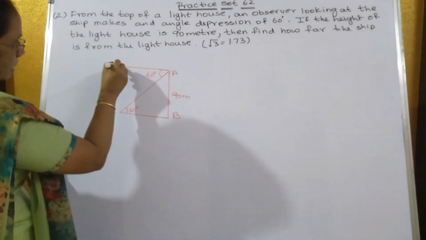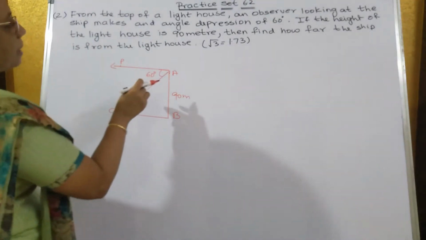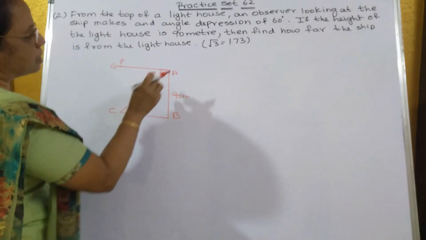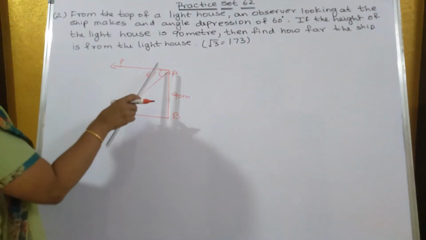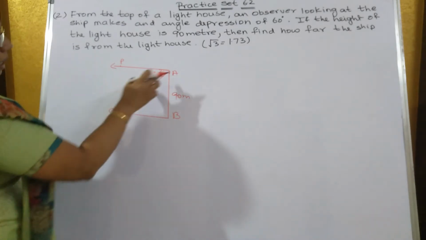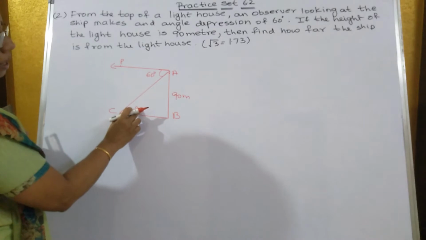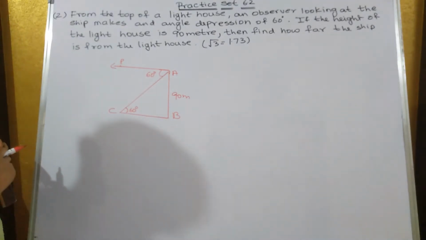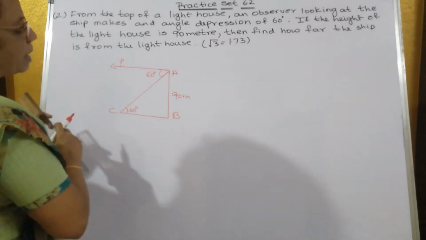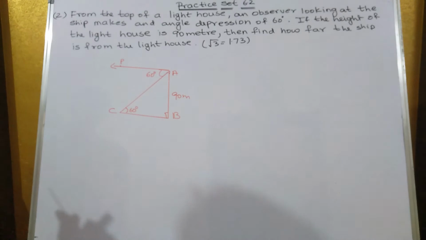AP, let us take this as P. AP is parallel to BC, and angle PAC is equal to angle ACB, that is equal to 60 degree. तो ये होता है एंगल ऑफ डिप्रेशन, लेकिन AP और BC पैरेलल रहता है, तो ये एंगल और ये एंगल इक्वल रहेगा. क्यों? क्योंकि ये दोनों ऑल्टरनेट एंगल है, तो ये एंगल भी 60 डिग्री है. So taking this as a right angle triangle, we can find out the distance between the ship and the lighthouse.